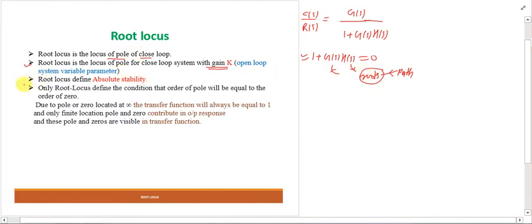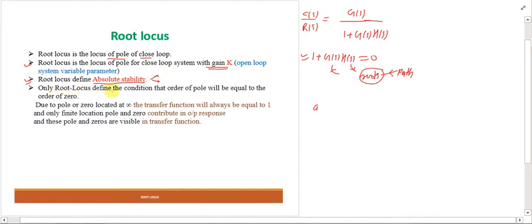Root locus only tells the absolute stability. What is absolute stability? When the stability of a system is decided by the location of poles and zeros, then that stability is known as the absolute stability.